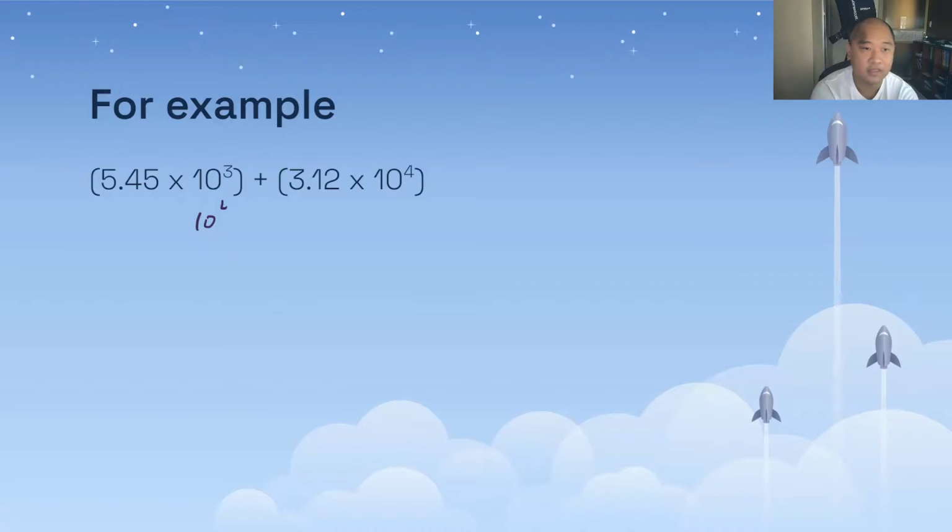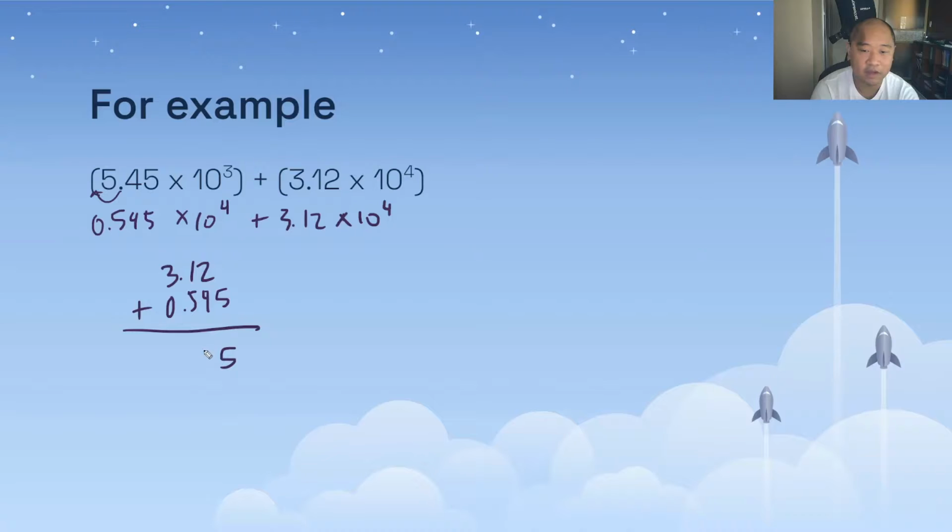In order to make this number bigger, this number has to be smaller, right? So we're going to move this decimal point over here. So it's 0.545 plus 3.12 times 10 to the 4th. So now we can add these. 3.12 plus 0.545. That's 3.665 times 10 to the 4th.